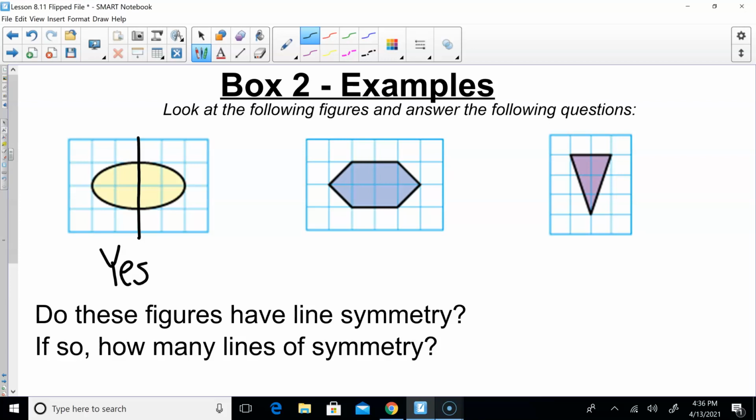Then I was thinking, if I cut it in half this way, what if I cut it in half this way? Would that one be a perfect match if I folded those two pieces over? The answer would be yes again. Can I cut it any other way?